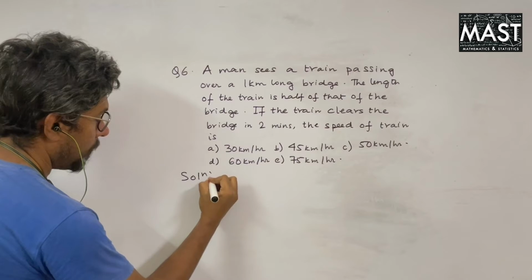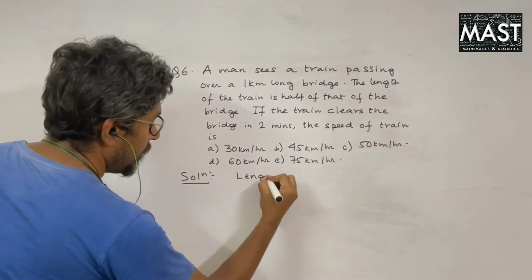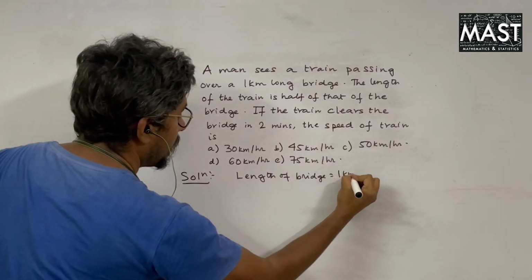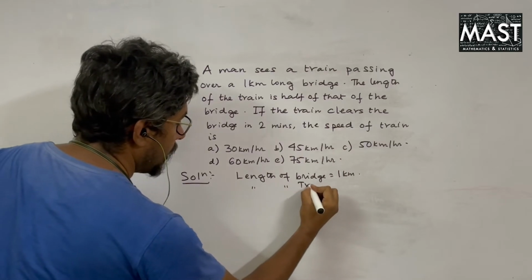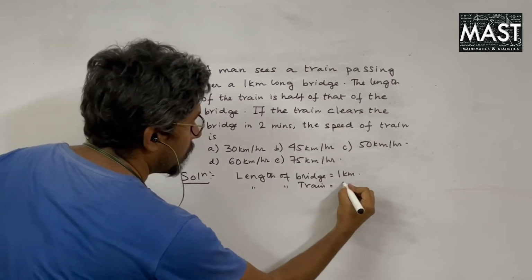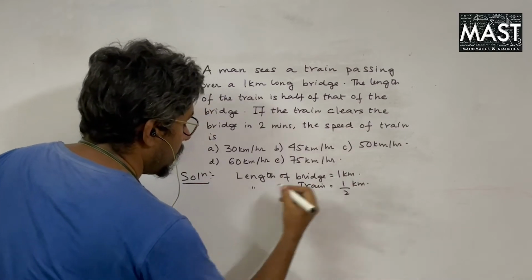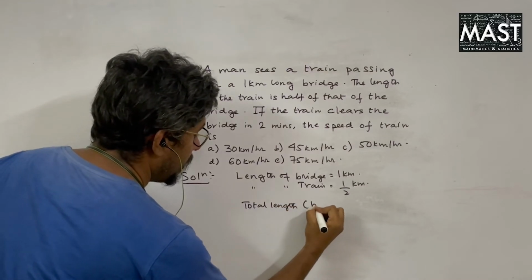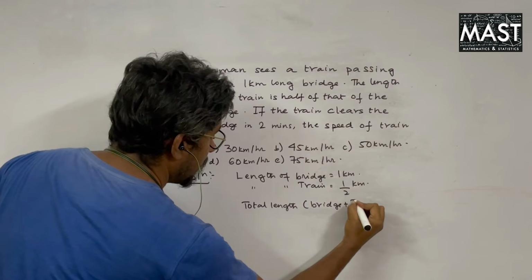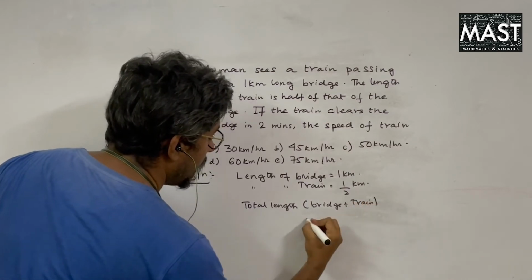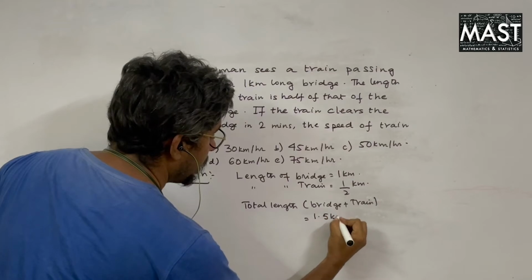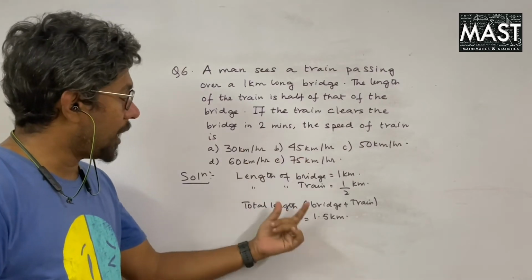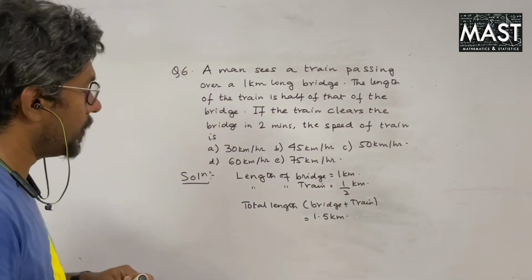When we are solving this sum, length of bridge is given to us as 1 kilometer. Length of bridge equals 1 kilometer. Length of train is half of that of the bridge, so it's half kilometer. Total length means the length of the bridge plus train. This would be 1.5 kilometer. Now when the train has to clear the bridge, it has to clear its own length and the length of the bridge.